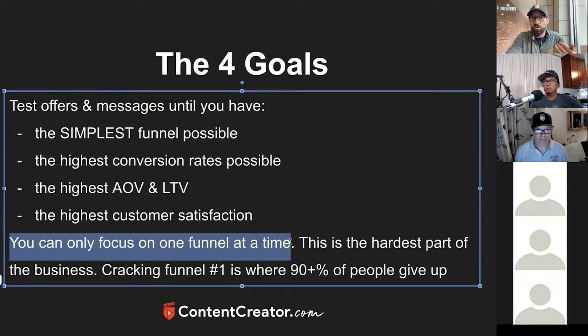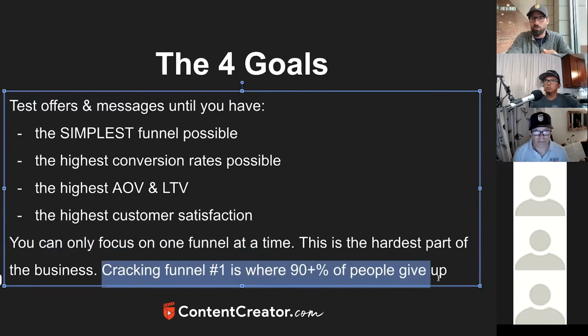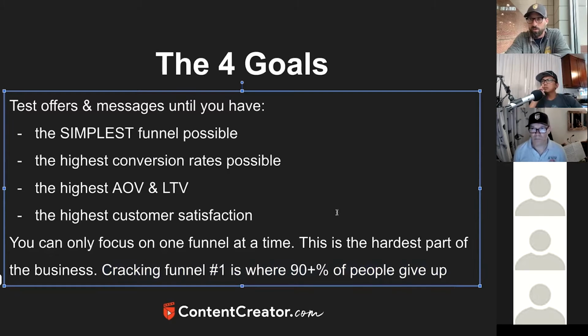Once again, we can only focus on one funnel at a time. This is the hardest part of the business. Cracking funnel number 1 is where 90% of people give up. And it's something that you guys need to take into account as well, because when you start building ad campaigns for clients, sometimes it takes 5 or 10 creatives to really hit the nail on the head with that client. And each of those is results, is progress forward. If you find an ad didn't work, that is progress.